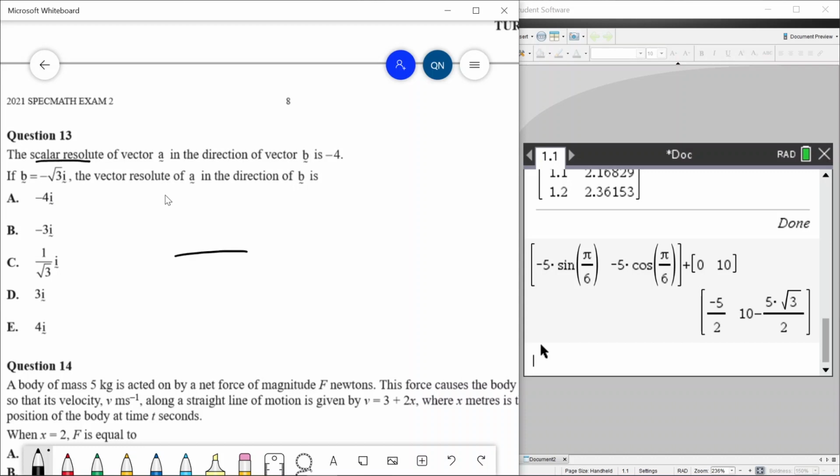So if you imagine your vector B pointing this way along the I direction, the scalar resolute of A is minus 4. And what this minus tells you is that it's in the opposite direction to B, and it also has a size of 4. So it's going to be acting in the other direction, so it should be E. The size of the scalar resolute tells you the size of the vector, and this negative just tells you you're in the opposite direction of B.